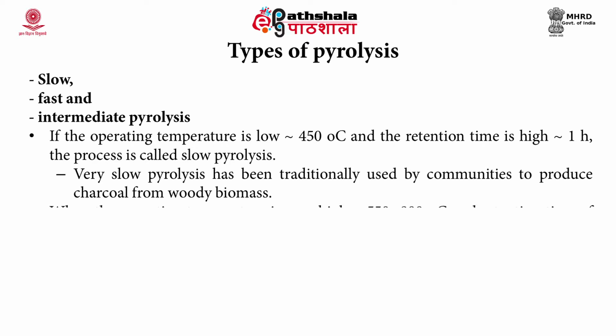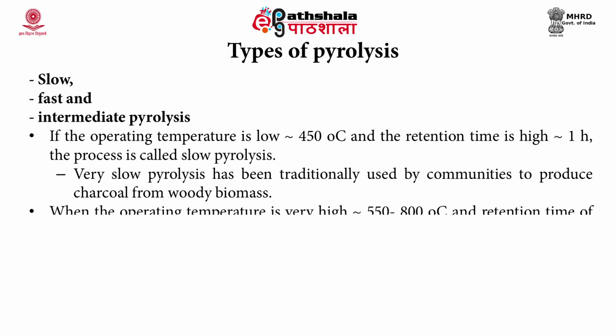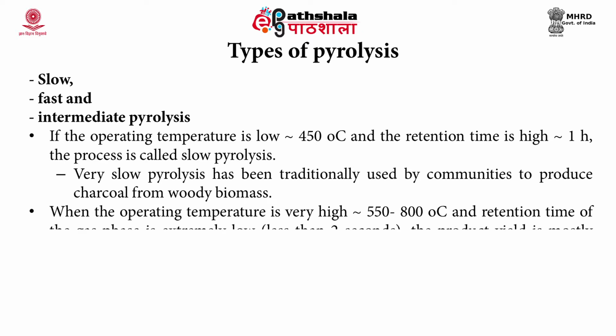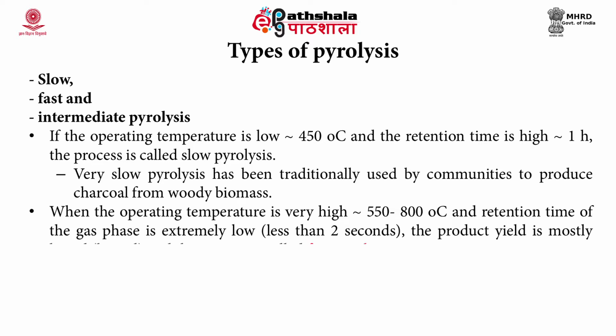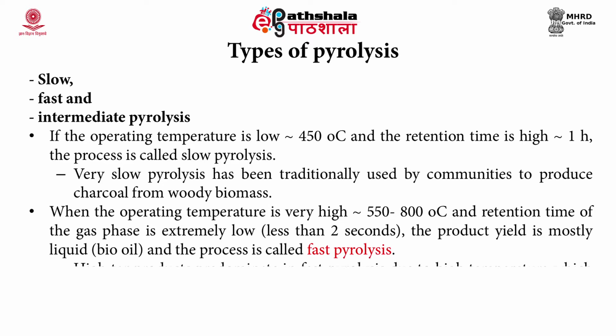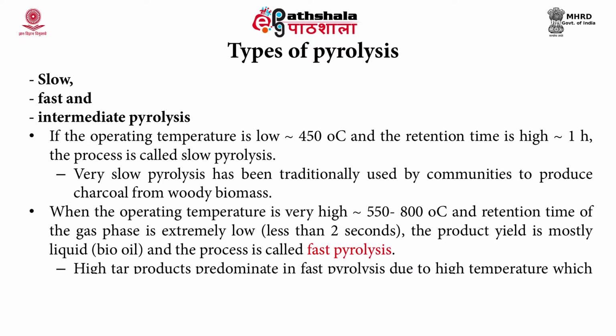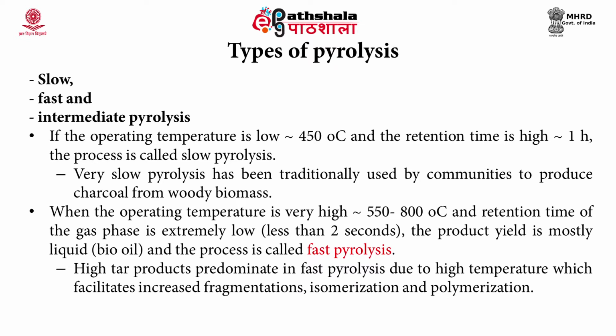When the operating temperature is very high, that is 550 to 800 degrees Celsius, and the retention time of the gas phase is extremely low, less than 2 seconds, the product yield is mostly liquid, that is bio oil, and the process is known as fast pyrolysis. High tar products predominate in fast pyrolysis due to the high temperature, which facilitates increased fragmentation, isomerization and polymerization.